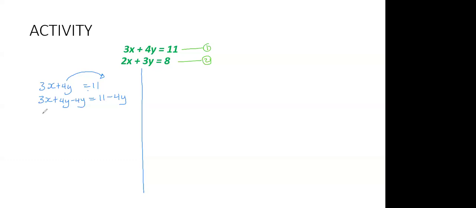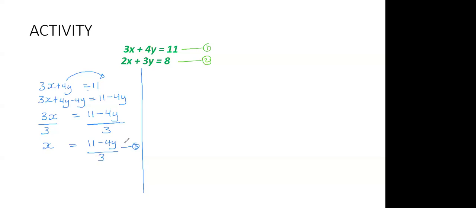After that, I'll have 3x equal to 11 minus 4y. Now, since I'm making x the subject, I'll remove this 3. So to remove the 3, you divide this side by 3, divide everything by 3. Everything, not just one individual term. So my x is going to be 11 minus 4y out of 3. Now, this is my third equation.